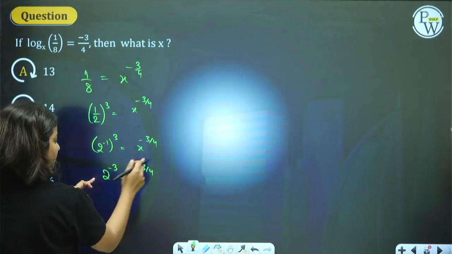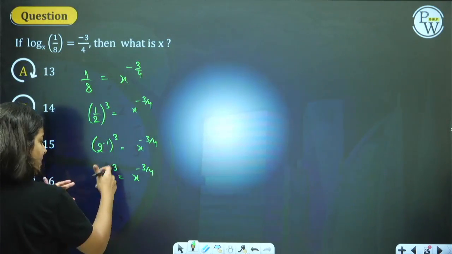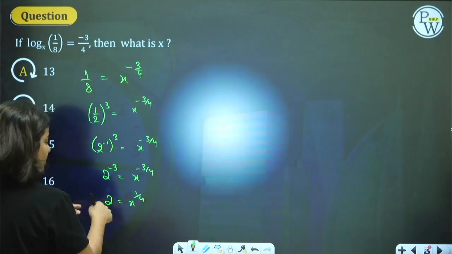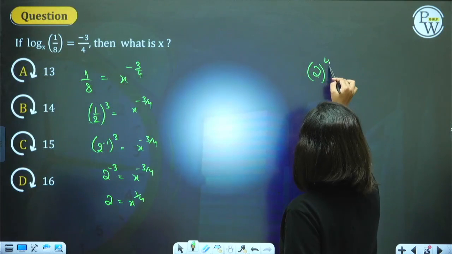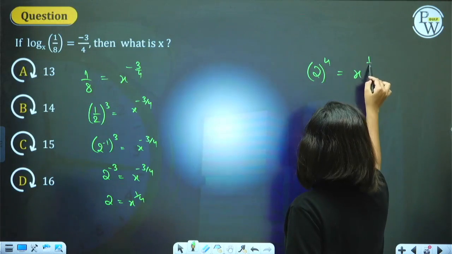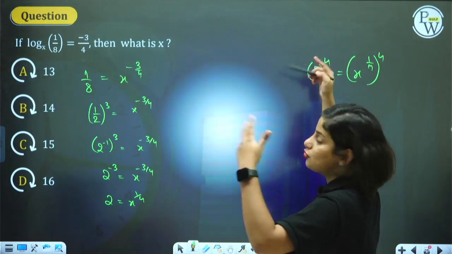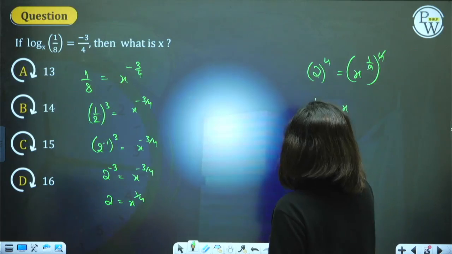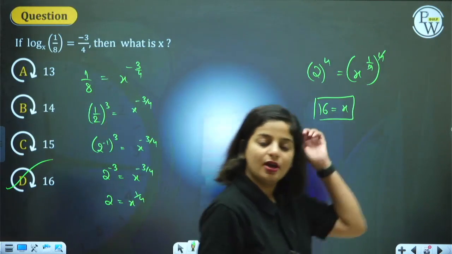Now, the power minus 3 can get cancelled from both sides, or if you take cube roots on both sides, minus 3 will get cancelled. 2 is equal to x raised to 1 by 4. Just take to the power 4 on both the sides. So 2 raised to 4 is equal to x raised to 1 by 4 the whole raised to 4. I am raising both sides to power 4. 2 raised to 4 is 16, the 4s cancel, x is 16. D is the answer for this question.